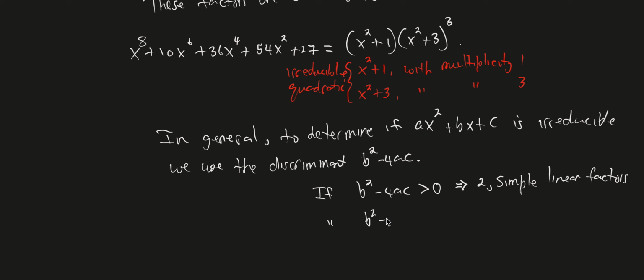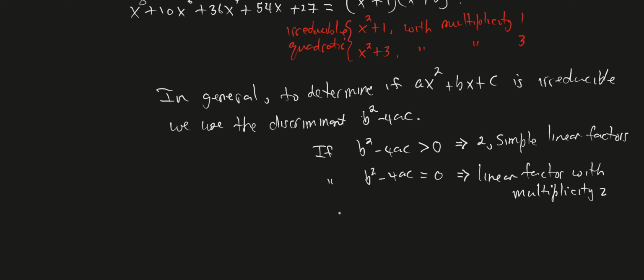If the discriminant is equal to 0, so if your b squared minus 4ac is equal to 0, then that means you have a repeated linear factor with multiplicity 2. So you have a linear factor with multiplicity 2. Right? So again, it would end up being like one of the previous ones that I gave examples of.